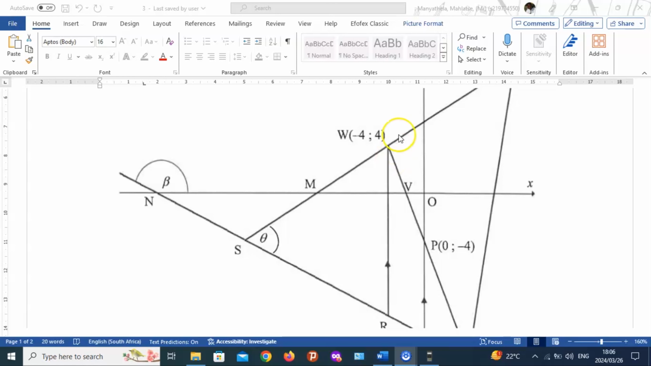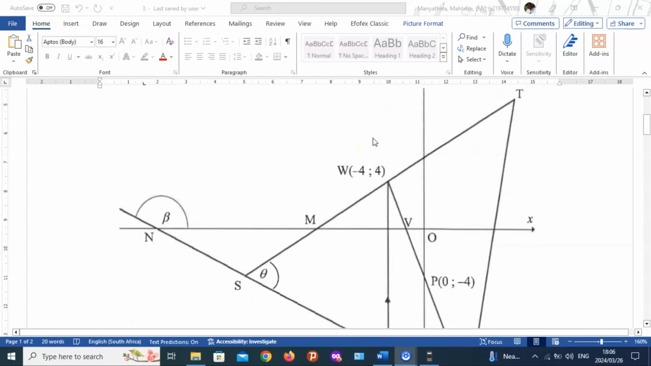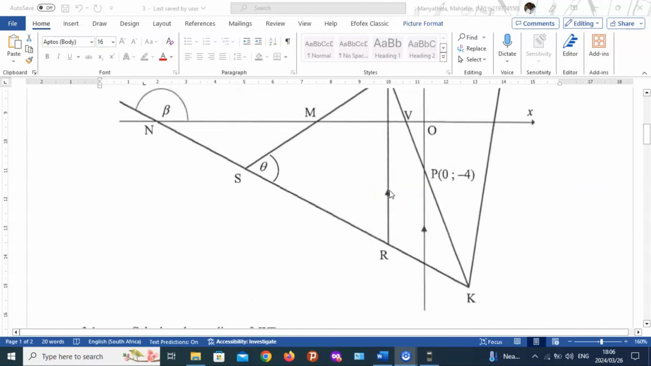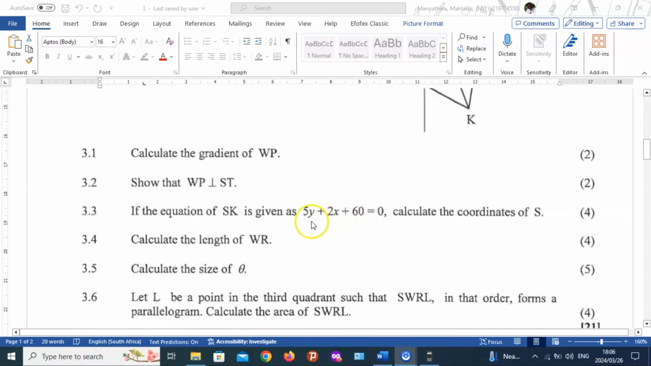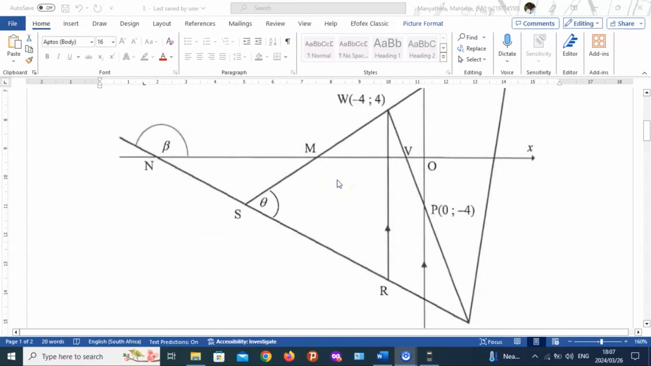So we have the x coordinate on this line being equal to -4, meaning that at W we have x as -4, and at R we have x as -4. What we do not have is the corresponding y value of R. How are we going to find the corresponding y value? We have the equation of SK, given as 5y + 2x + 60 = 0. We also have the equation of WR, because WR is a vertical line. The equation of WR will be x = -4.